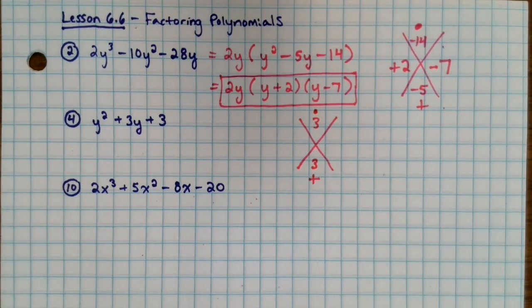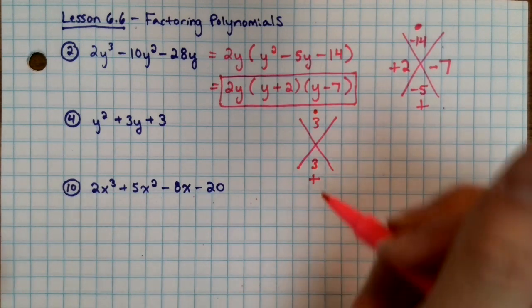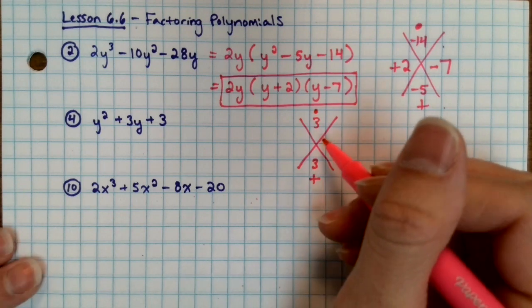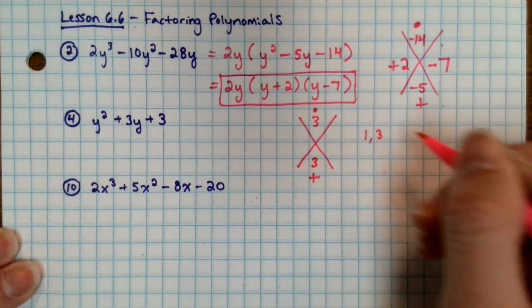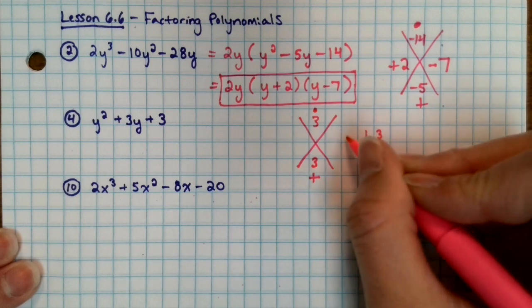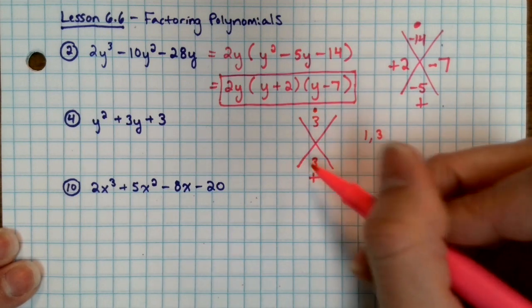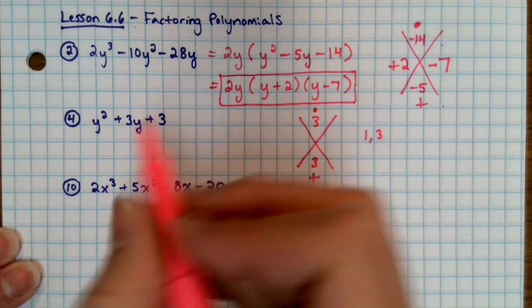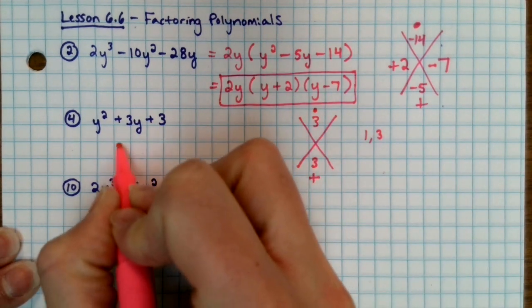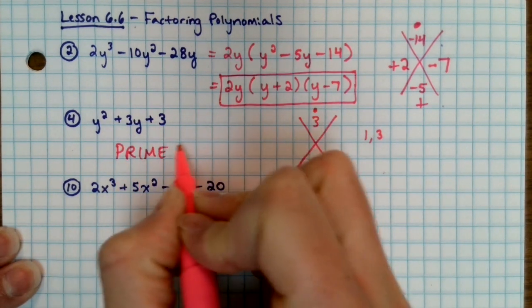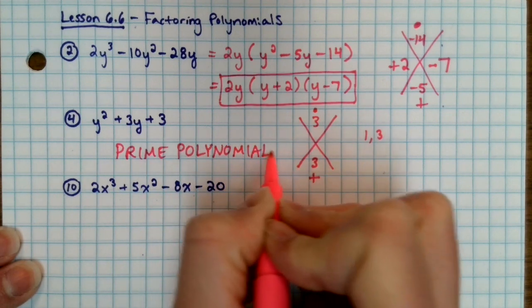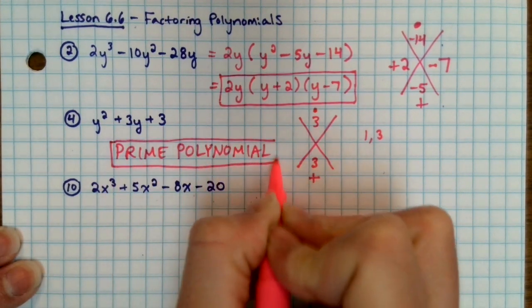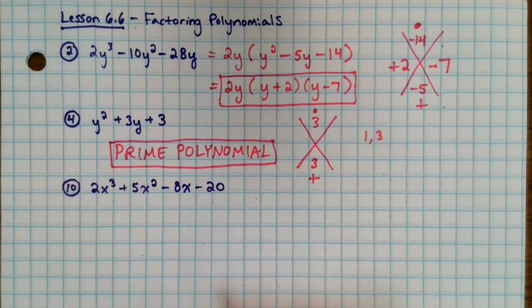And it's multiplying to a positive 3. So that means they both have to be positive because we also are adding to a positive 3. And the only factor pair for 3 is 1 and 3. There's no way to combine these to make positive 3. So this is an example of a prime polynomial. So sometimes that happens with these where there's nothing you can do to break it down into different factors. And so number 4 is prime.